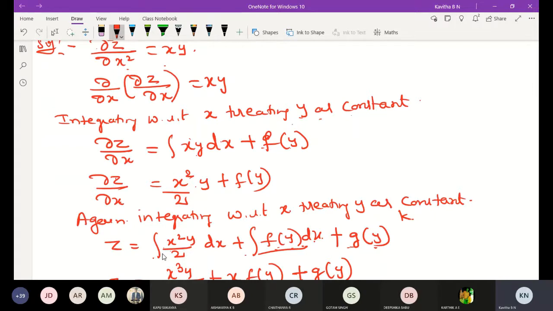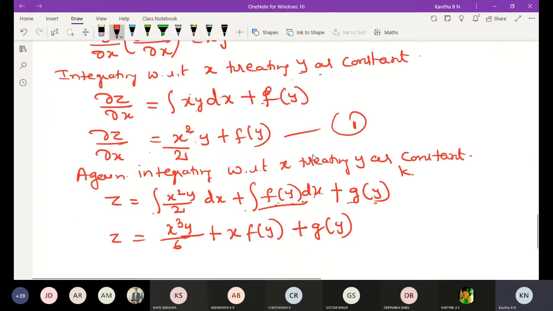Here del z by del x is equal to x square y by 2 plus f of y. Call it as equation number 1. Then z is equal to x to the power of 3y by 6 plus x into f of y plus g of y. Call it as equation number 2.